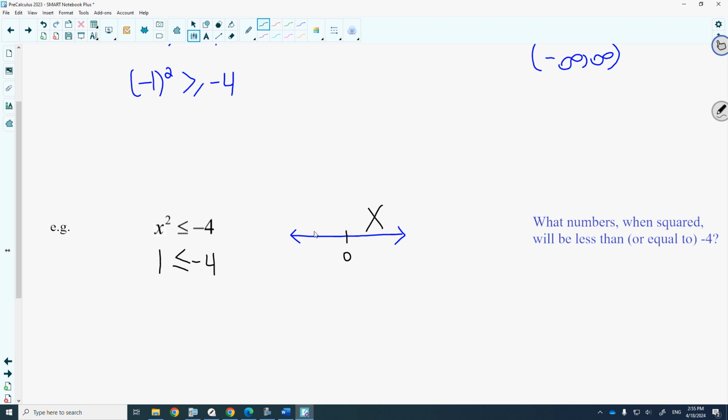Let's pick over here. Let's pick negative 1 again. Negative 1 squared is 1. Is 1 less than or equal to negative 4? No, 1 is bigger than negative 4. Is 0 a solution? Is 0 less than or equal to negative 4? No, 0 is bigger. No solutions would make this true. So what that means is we have no solution. How could we represent that? This, or it's an empty set when we have no solutions.